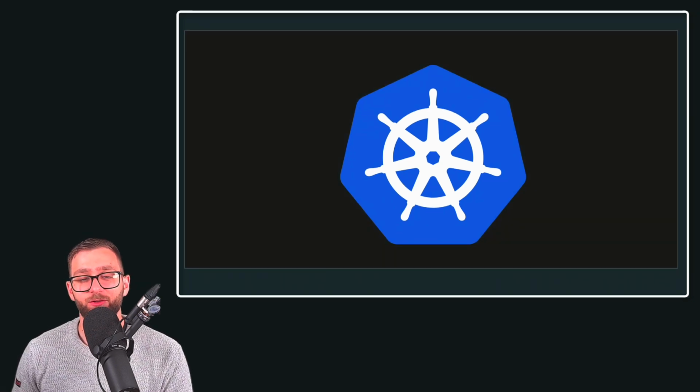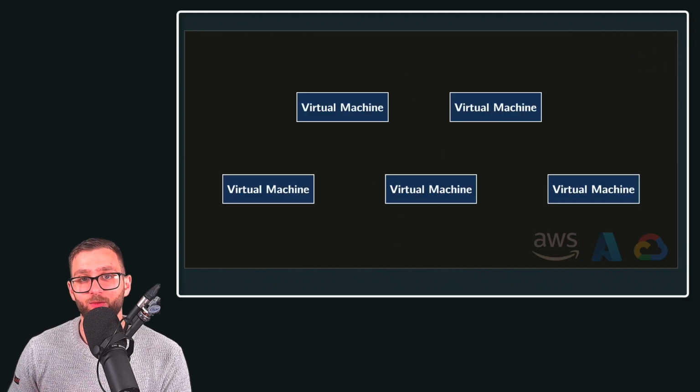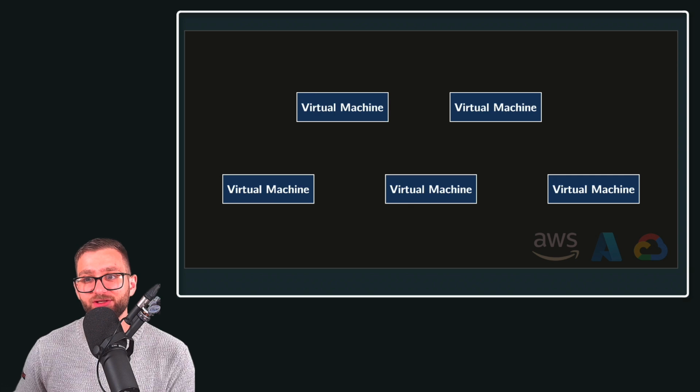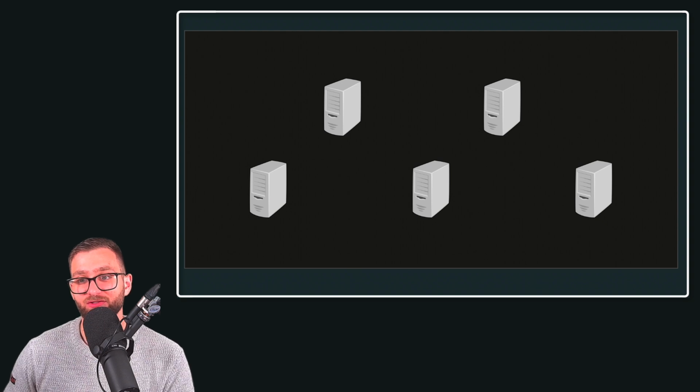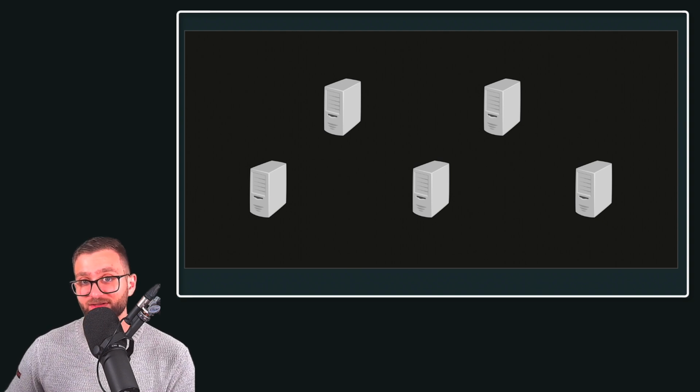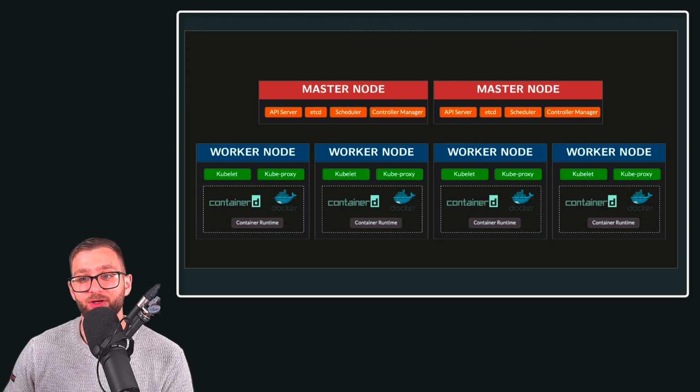So let's assume you have Kubernetes hosted on AWS, Azure, or Google Cloud, then Kubernetes can be described as a software that runs across many virtual machines. If you have Kubernetes hosted on your own servers on-premise, which is typical to government agencies that require more security, then Kubernetes can be described as a software that runs across many physical servers. Regardless, these machines in the world of Kubernetes we refer to as nodes.